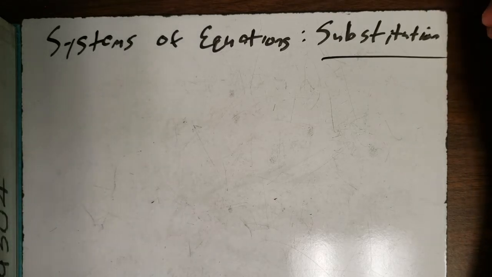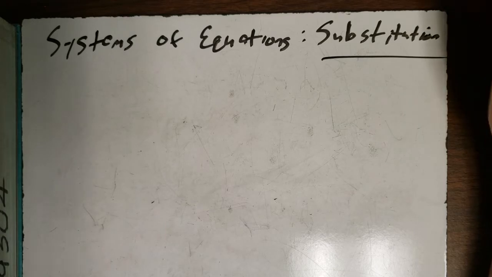Really what systems are is that there are two lines that cross, and where they cross is going to be your answer. But we're going to focus on the basics of solving for x and y with systems. So let's get to an example.